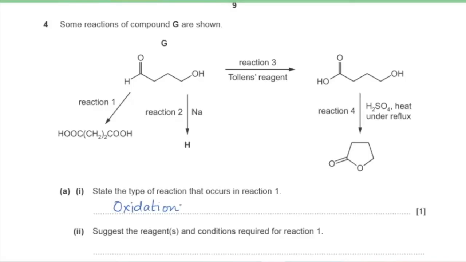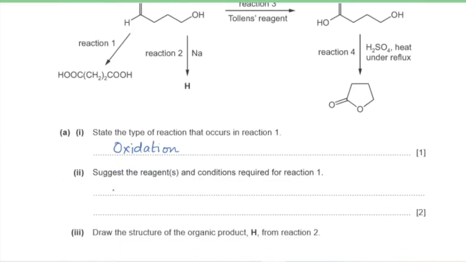Part 2, suggest the reagent and conditions required for reaction 1. So oxidation requires acidified chromate ions, so K2Cr2O7, and the conditions are heat under reflux.